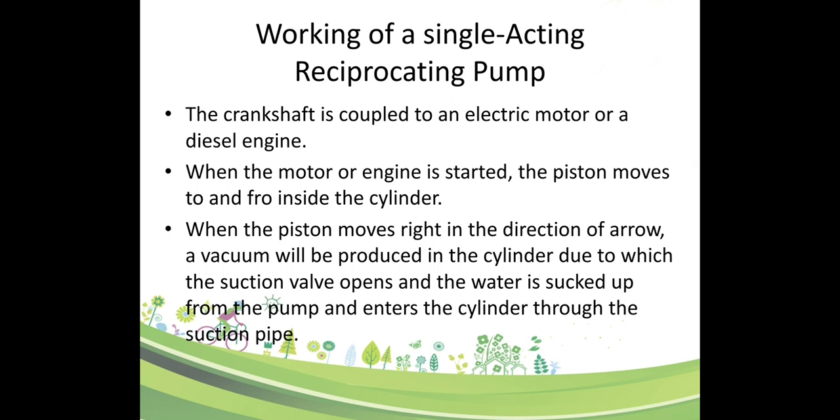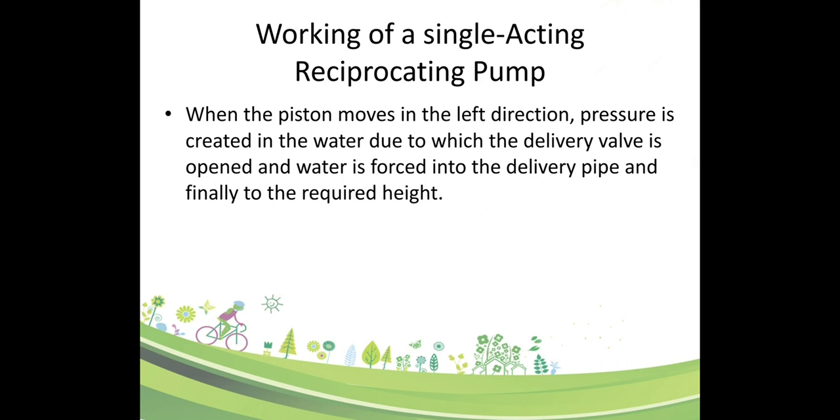due to which the suction valve opens. The water is sucked from the sump and enters the cylinder through the suction pipe. When the piston moves in the left direction, pressure is created in the water, the delivery valve opens, and the water is forced into the delivery pipe, and finally it reaches the required height.